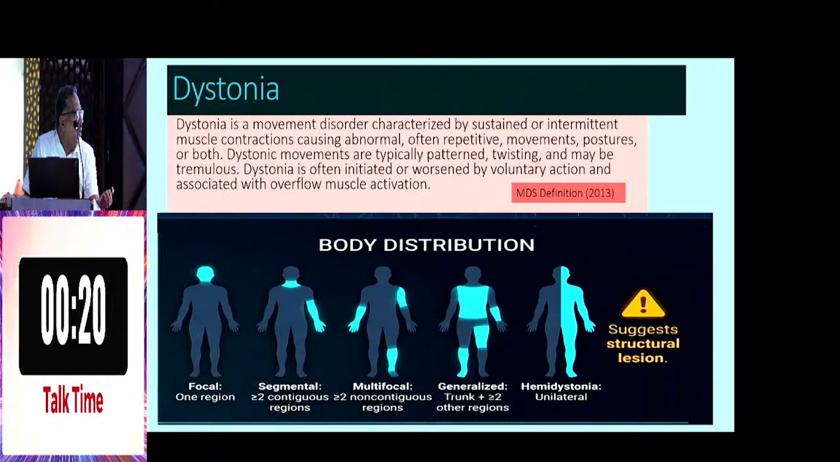Body distribution: focal dystonia, usually adult onset, the most common focal onset like cervical dystonia, torticollis, anterocollis. Second is segmental, more than 2 contiguous areas involved; multifocal, more than 2 non-contiguous areas involved; and generalized dystonia when trunk plus 2 other regions are involved. And last one is hemidystonia, unilateral.